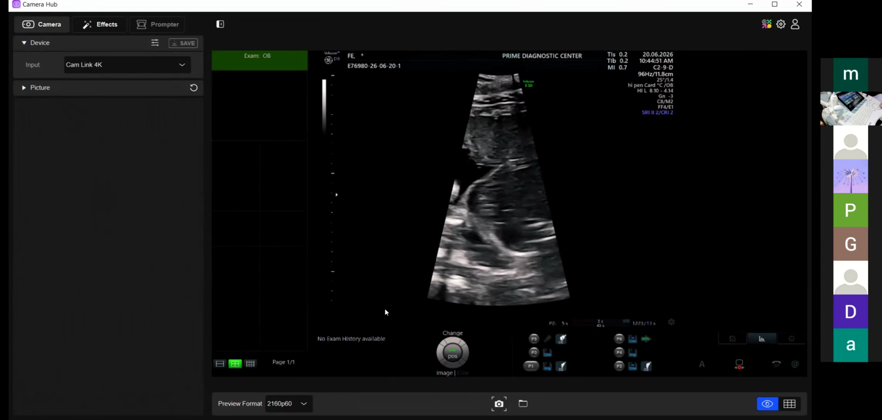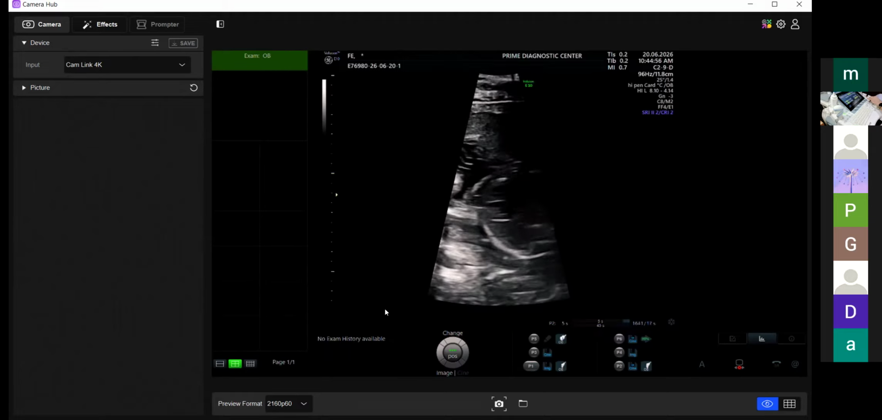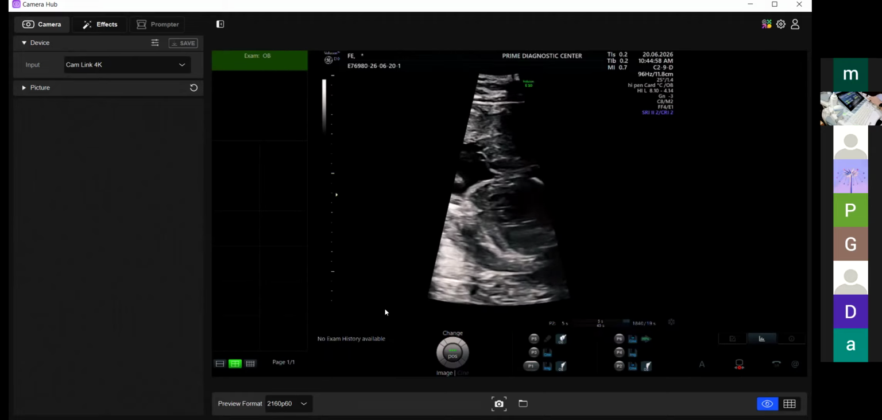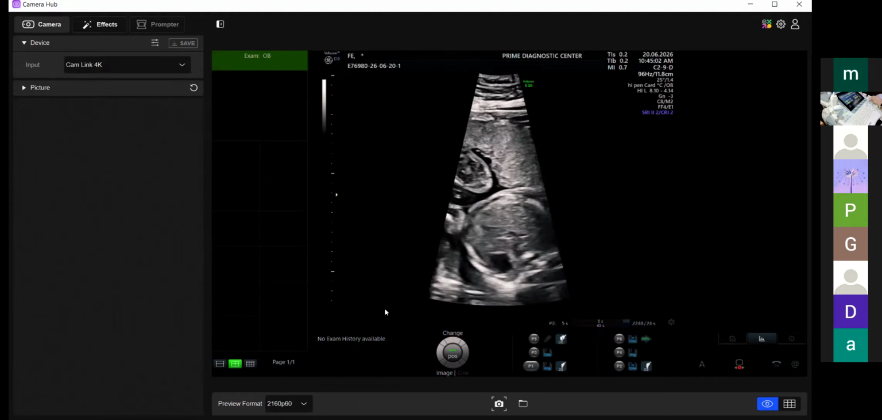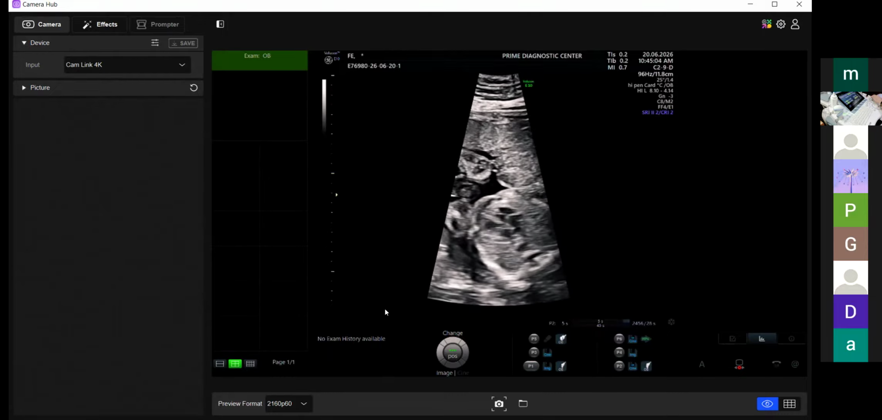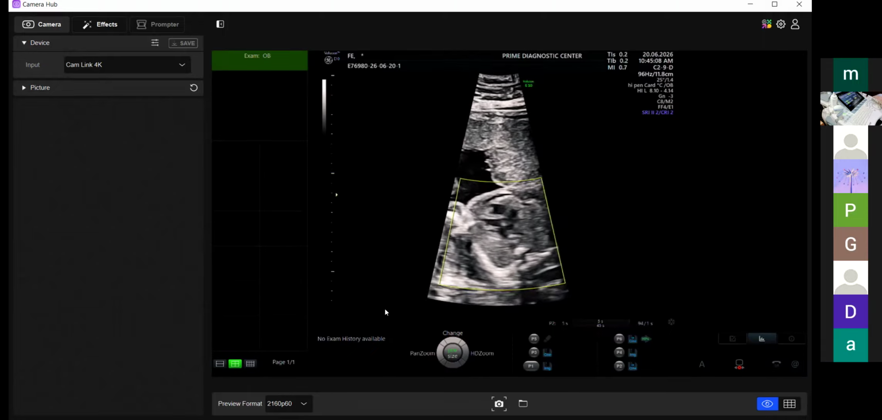So I would preferably go for the lateral view. So I've slightly moved my probe to a little different direction so that I get a lateral view. There's a lot of shadowing from the top. Now it's fine. And then I actually go and zoom this area.